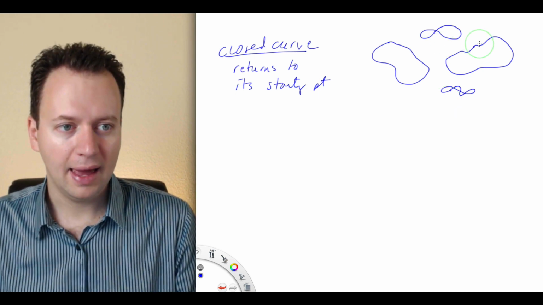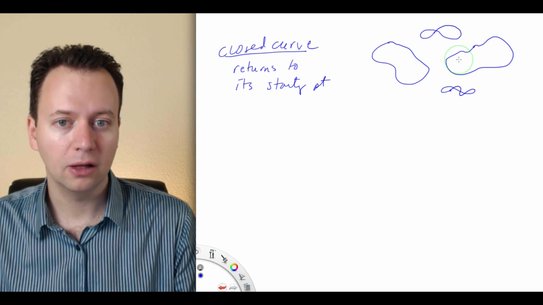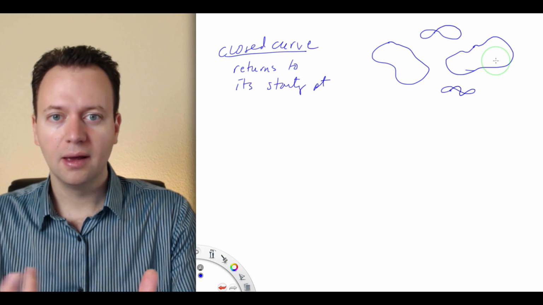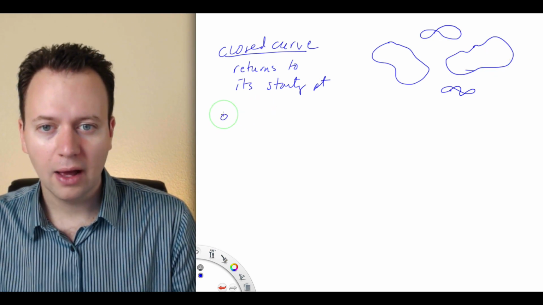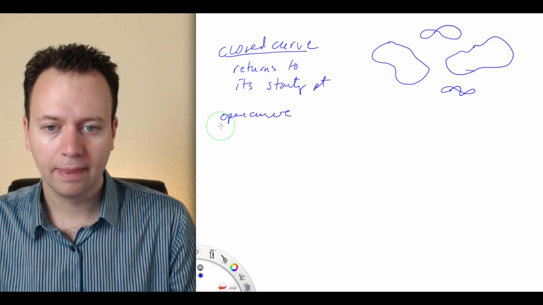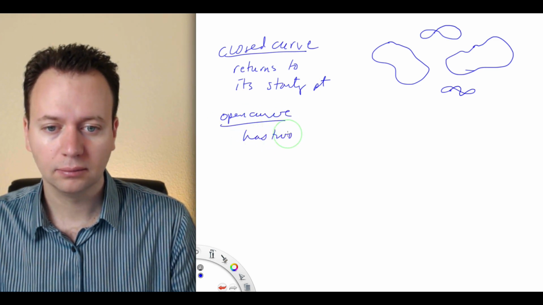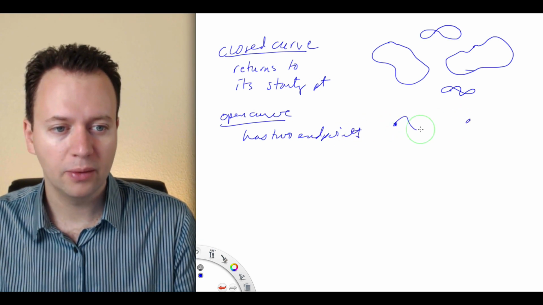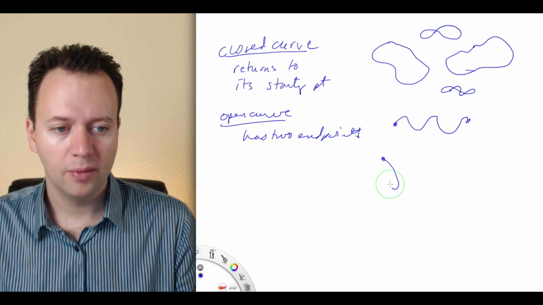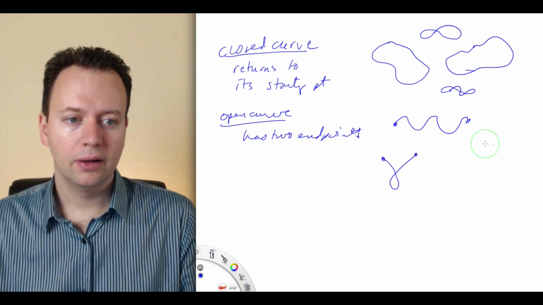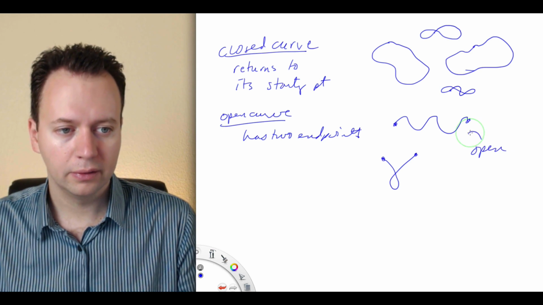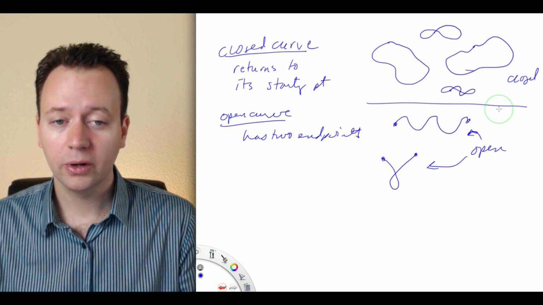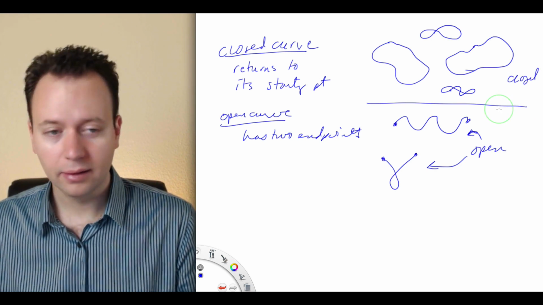It's like a loop, right? It's a piece of string that forms a circle. So you can always bend it into the shape of a circle. Now an open curve is one that has two endpoints. So an open curve is much more like a piece of string. So you have two endpoints like this, like that, or maybe something like this. So these are open curves, and then these ones are closed. So that's what an open and closed curve looks like.